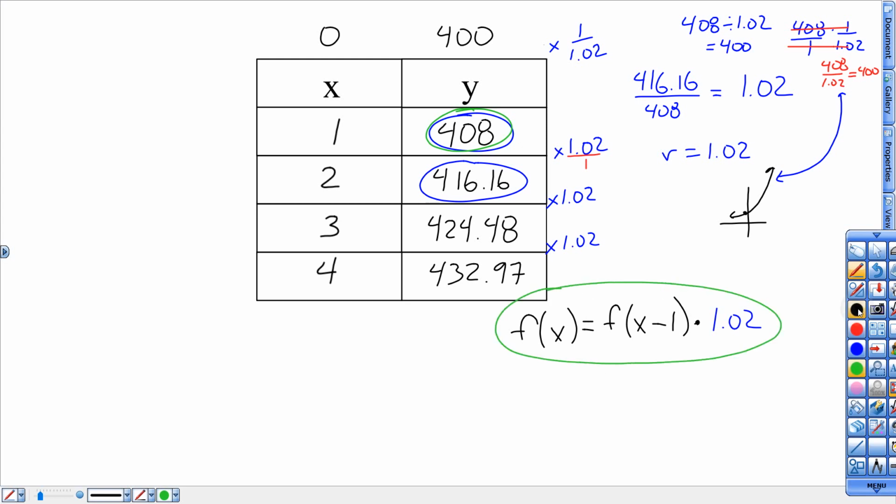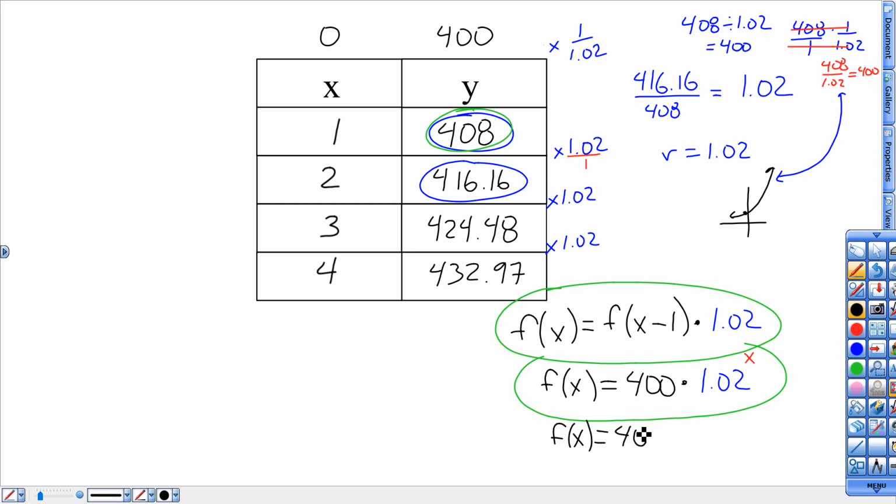For both forms of explicit, I could either use the zero term, which is 400, times that same R number, 1.02, but don't forget the x power. Can't forget that x right there. And then the first term, one: f of x equals 408 times that same 1.02 to the x minus 1 power.